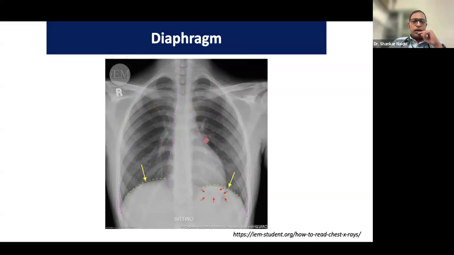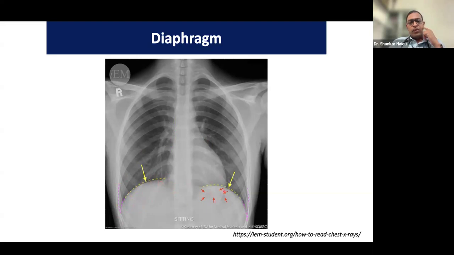So then D stands for the diaphragm. Then we need to look for the margins of the diaphragm. The right diaphragm would be slightly at a higher position than the left because there is a push from the liver from here. So the right diaphragm is slightly 1 or 2 costal spaces higher than the left diaphragm. And it has to be a uniform concave kind of line. If there is any abnormality or the diaphragm flattens, then that indicates that there is some pathology in the diaphragm.